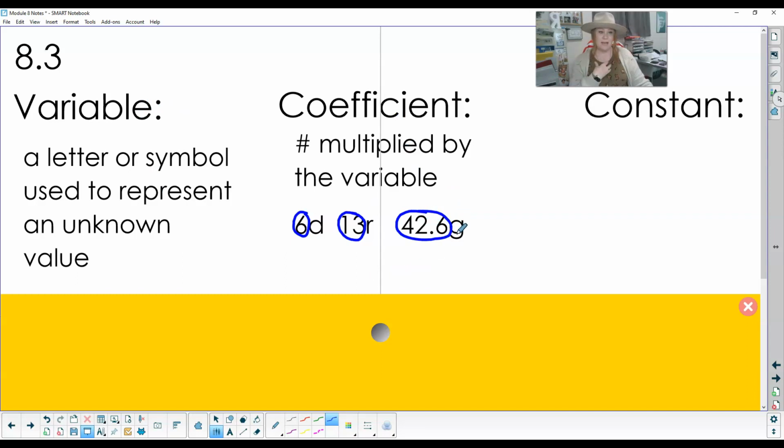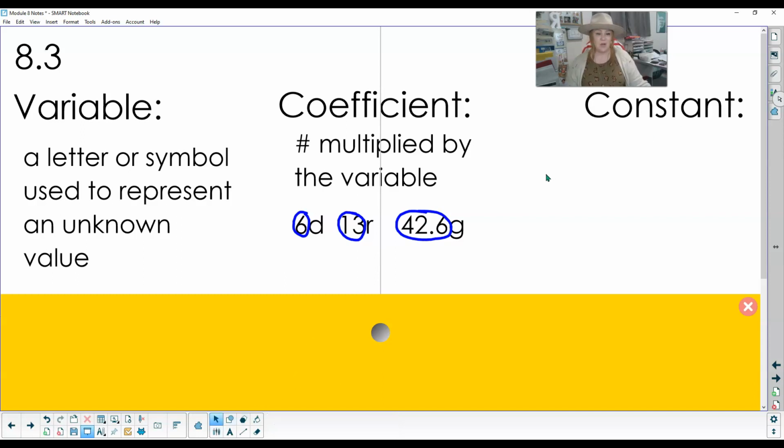42.6 is the coefficient. The variable is G. So maybe that's how many grams, like, what weighs 42 grams? Pens weigh, okay? So I have how many pens, I don't know, but each of them weighs this much. So the coefficient is the number in front. The variable is the letter that we don't know how many we have. Once we do know, that means we multiply, not just plug it in, multiply.